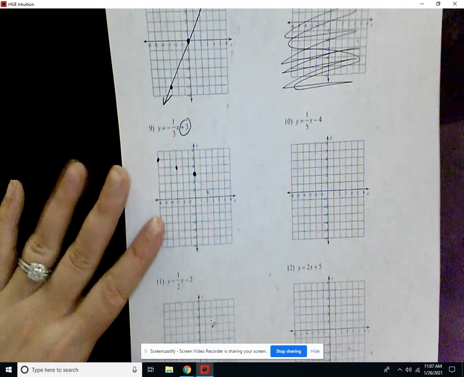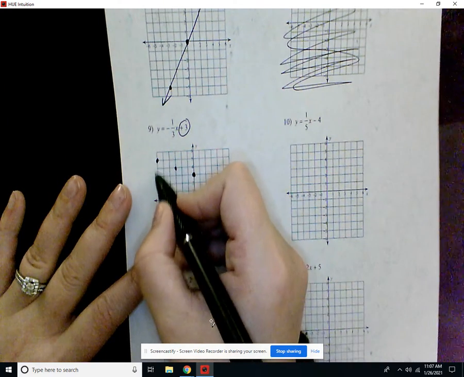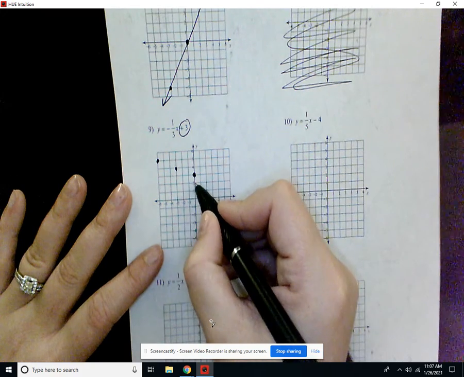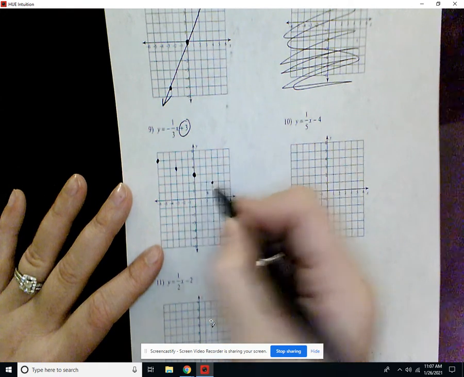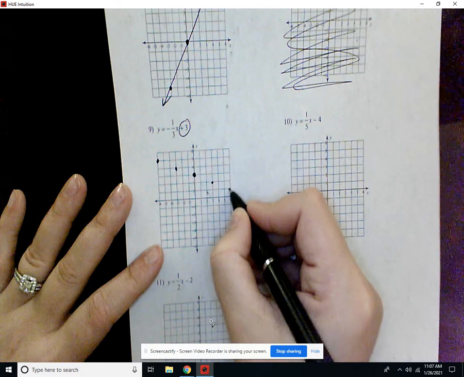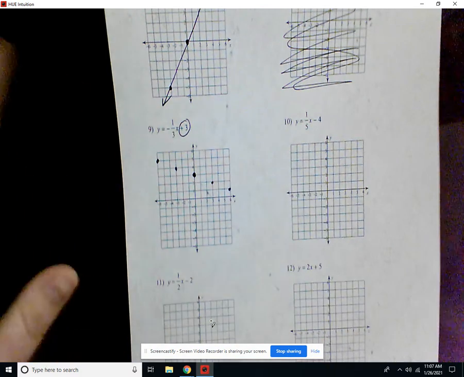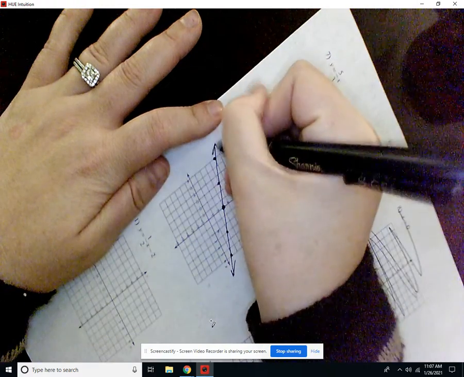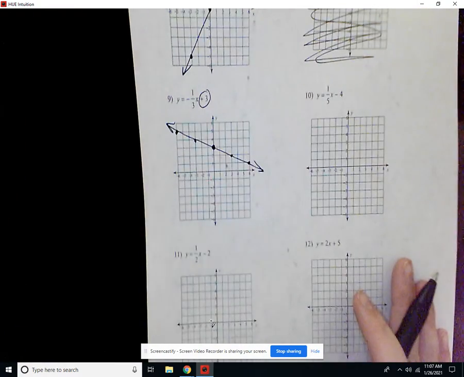Now we're going to go back and do its opposite. So we're going to go down 1 to the right 3. Down 1 to the right 3. Down 1 to the right 3. Down 1 to the right 3. So we have lots of dots on this one. We're going to connect them and put our arrows on the end.